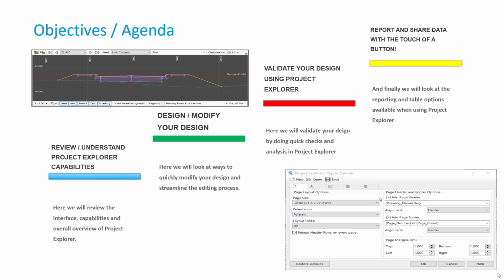So you can export out to 2D DWGs, you can export out to PDFs, Excels, everything's fully customizable. So that's going to be our agenda. We'll jump into a series of slides and videos. We'll have some questions and answers. We'll talk about that at the end, and then we'll take a quick look at the handout as well that comes along with this class.